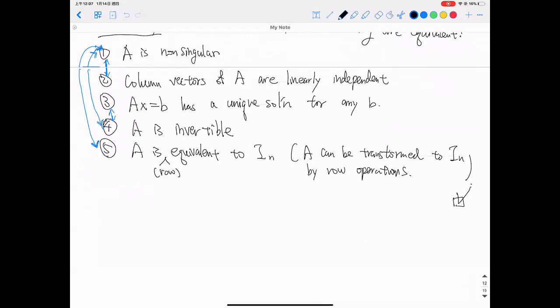The next lecture, we're going to move on to vector spaces. Okay.